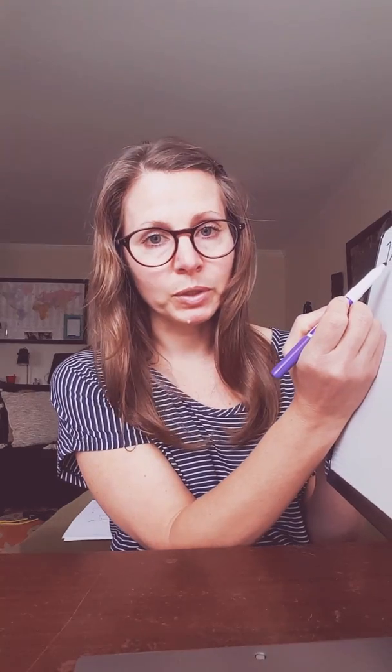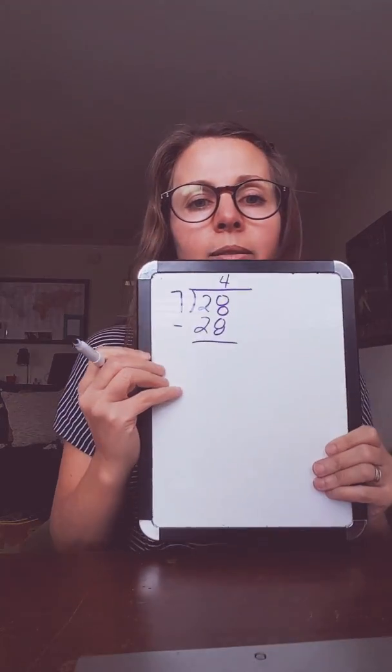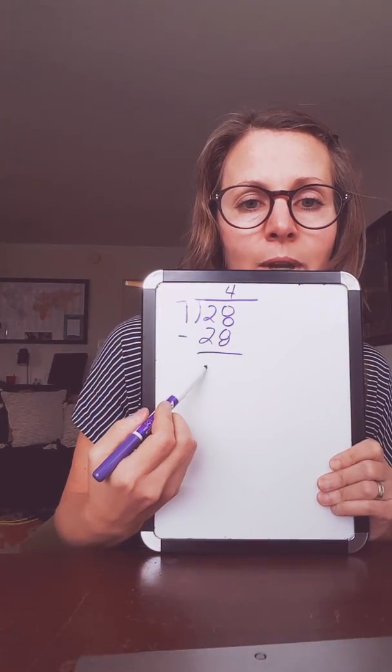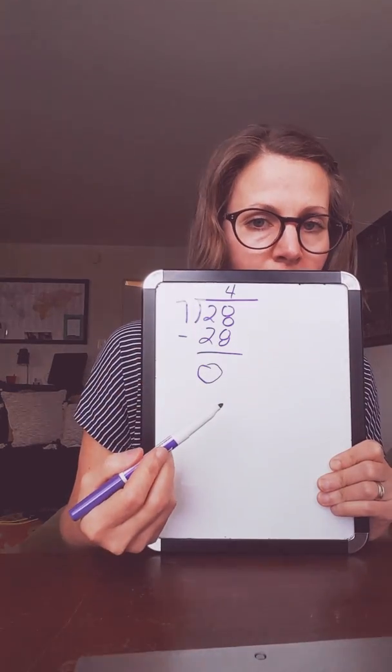7 cannot go into 2, so 7 goes into 28 4 times. 4 times 7 is 28. And then we subtract. 4 times 7 is 28, so then we subtract. And this problem was pretty simple. We're all done. There's nothing to bring down.